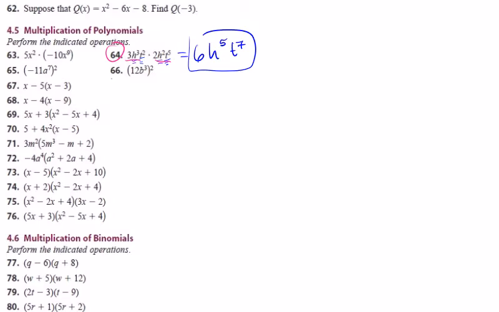All right, 66, just kind of review of the power rule. We're basically multiplying a monomial by itself, right? So remember the 12 has an exponent of 1, so we're going to multiply the 2 by each of those exponents. So it's going to be 12 squared b to the sixth, and then 12 squared equals 144.